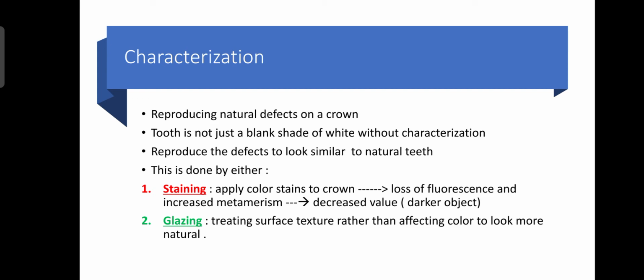Glazing is not changing the color, but treating the surface texture. So glazing is related to surface texture, not the color. We use glazing to make our crown look more natural. So in this slide, I want you to focus on the effect of staining. With staining, you add colors to make the object more dark with low value.